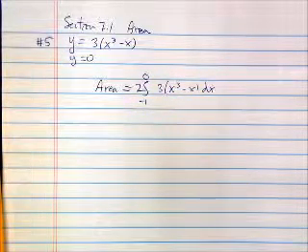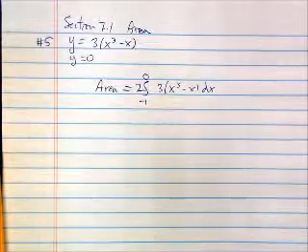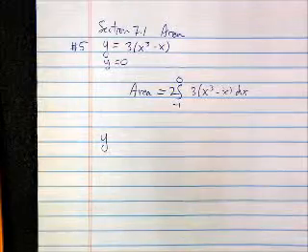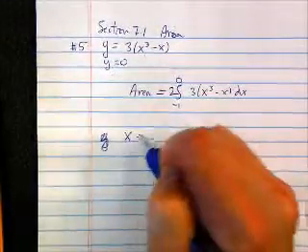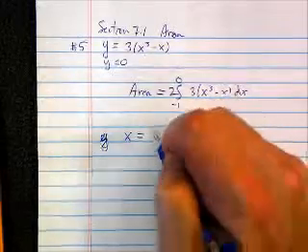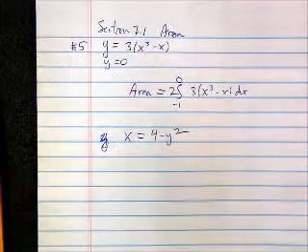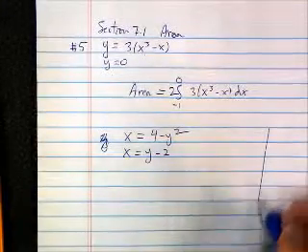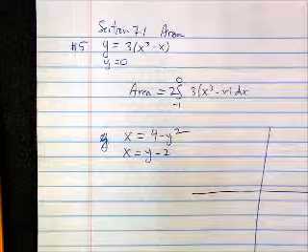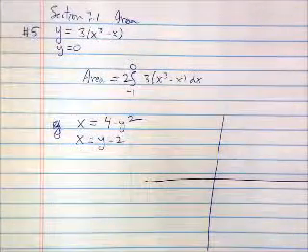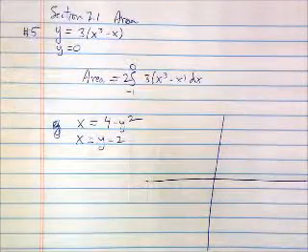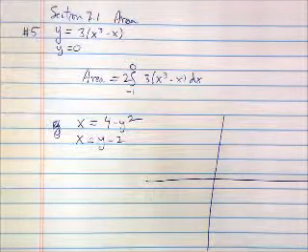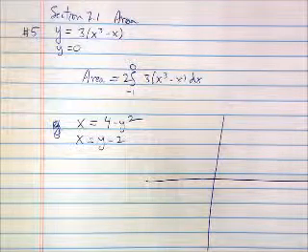All right, I wanted to do one problem out of the book here. x equals 4 minus y squared, and x equals y minus 2. What does the graph of x equals 4 minus y squared look like? Close.